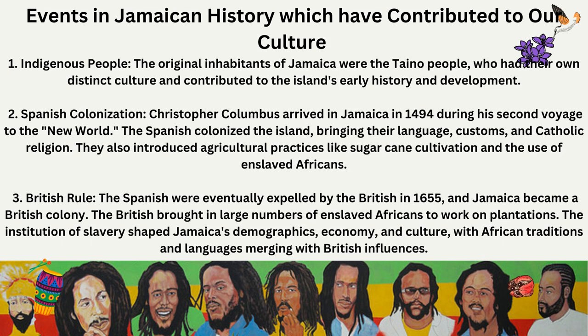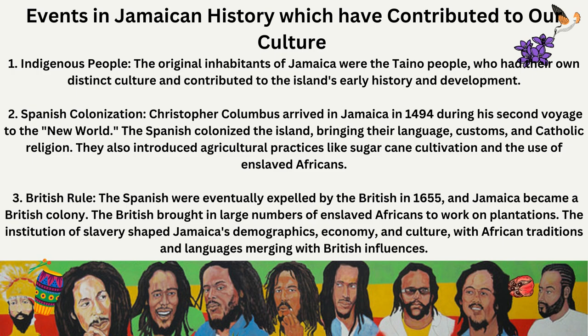Number 2. Spanish colonization. Christopher Columbus arrived in Jamaica in 1494 during his second voyage to the New World. The Spanish colonized the island, bringing their language, customs, and Catholic religion. They also introduced agricultural practices like sugarcane cultivation and the use of enslaved Africans.